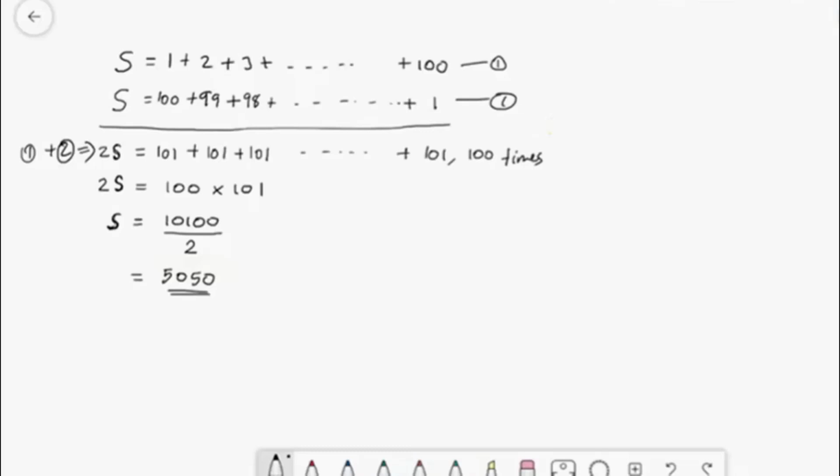So this is 2S, that is 2 times the sum. We need only 1 times the sum, so we move the 2 to the right side. We divide and we get the answer.